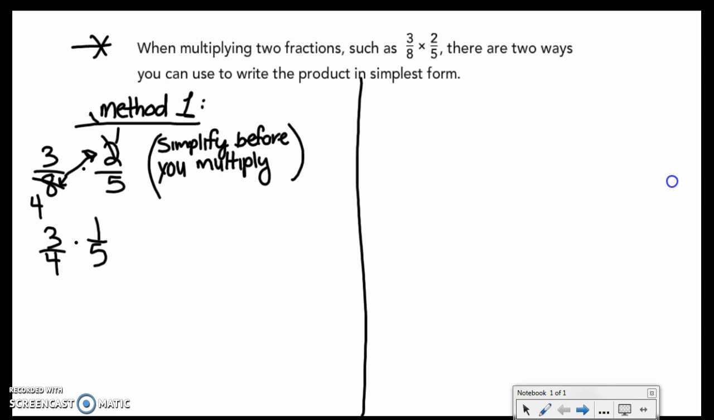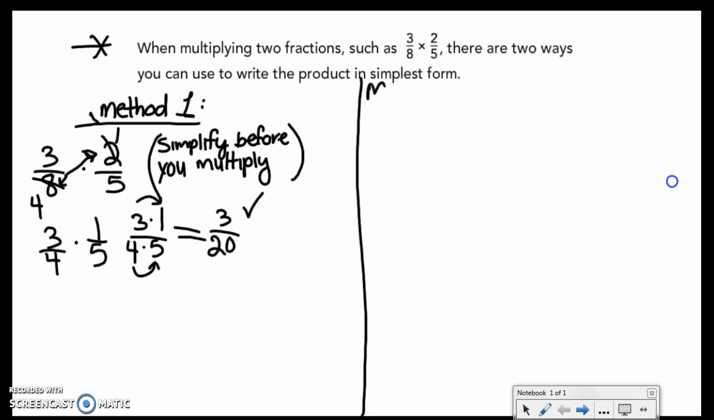Now, it's super easy. All you have to do is multiply across and solve it. I like to do it this way so I don't get confused. 3 times 1 over 4 times 5. Well, we know that 3 times 1 will give us 3, and 4 times 5 will give us 20. 3 and 20 cannot go into each other, so that is as far as this product can be simplified. If you need to pause it so you can finish copying down method 1, you may. Or you can just keep on trucking. Let's go to method 2.